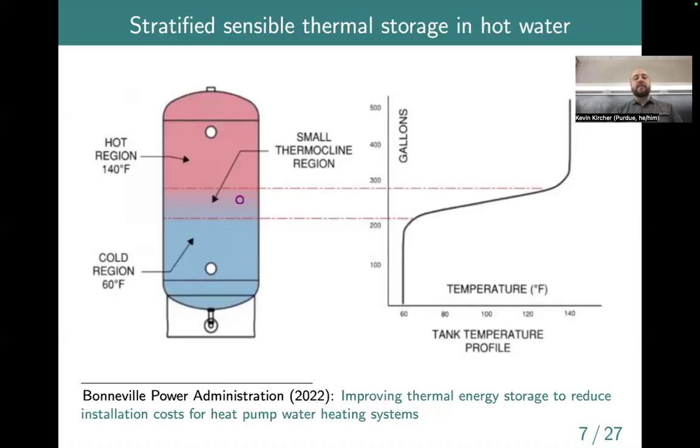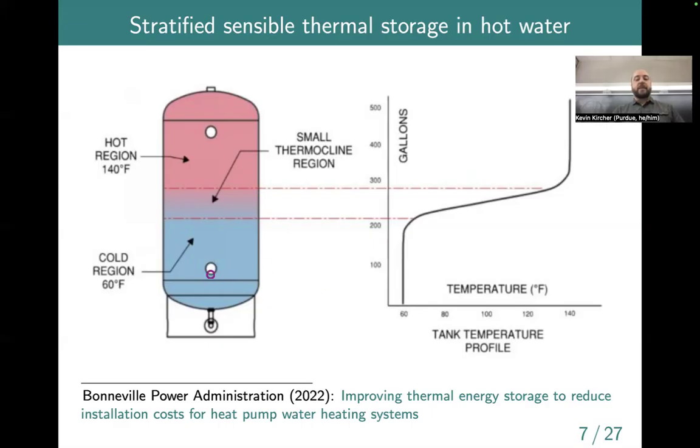And there's a fairly narrow layer, which we call the thermocline, where we have a steep temperature gradient. Here we're plotting, it's a little weird, the volume of the tank on the y-axis and the tank temperature on the x-axis. So as you go up along the y-axis, you are moving up along the tank volume. You can see the temperature goes through this very steep thermocline, and then it's basically constant within the hot layer. So this is a pretty good model of how something like a hot water storage tank would work.